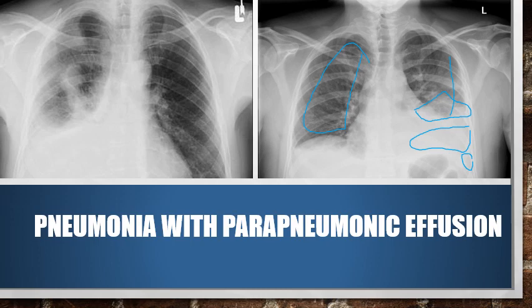Here it's more clear. You have homogeneous opacity in this place, with obliteration of the angle, and there is another opacity overlying it, a heterogeneous opacity. So homogeneous opacity equals pleural effusion. Heterogeneous opacity equals pneumonia. So we are dealing with a pneumonia with parapneumonic effusion.